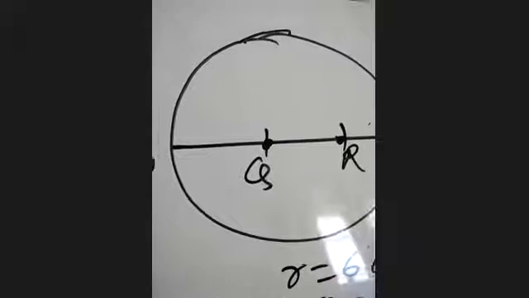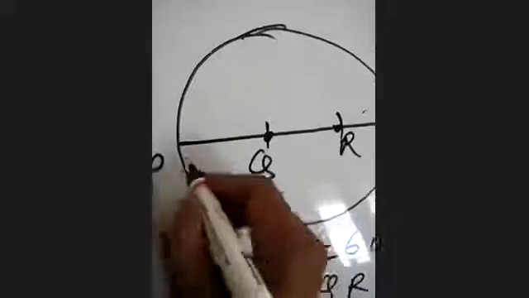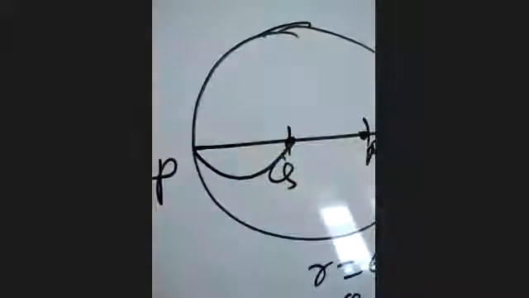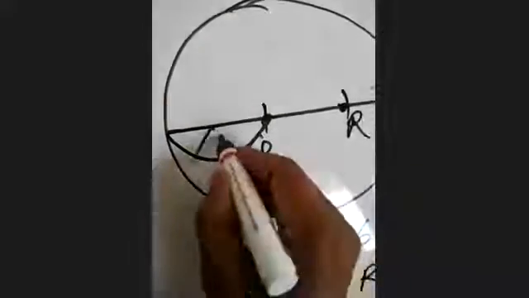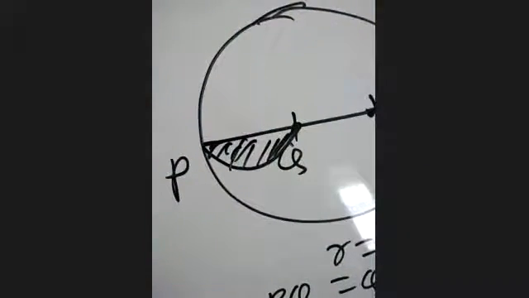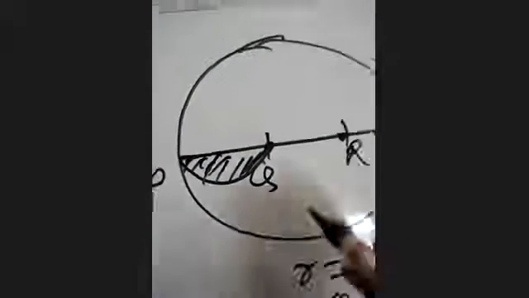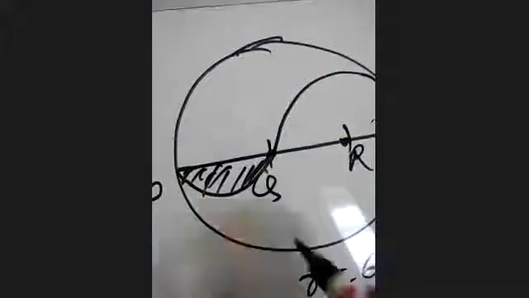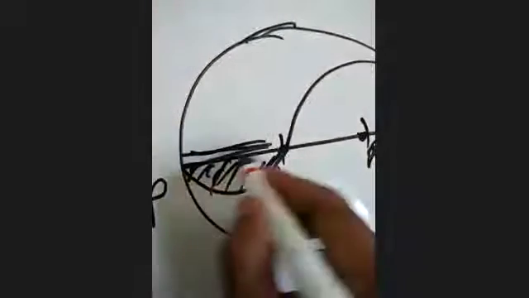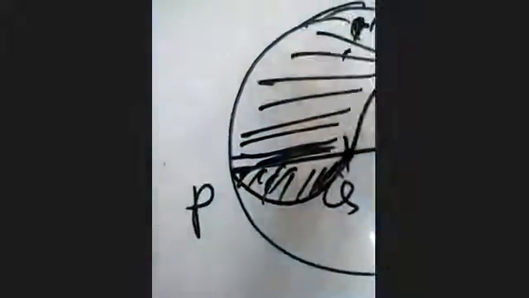Now, with diameter PQ, a semicircle is drawn. And again, another semicircle is drawn with the diameter QS. And it is asked to find the area of this shaded region. This is the new shaded region.